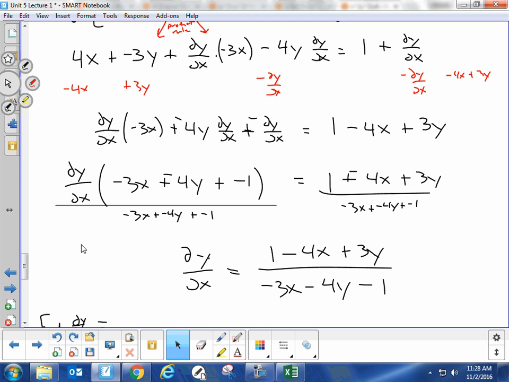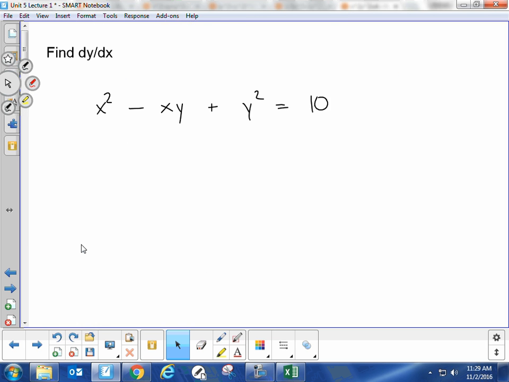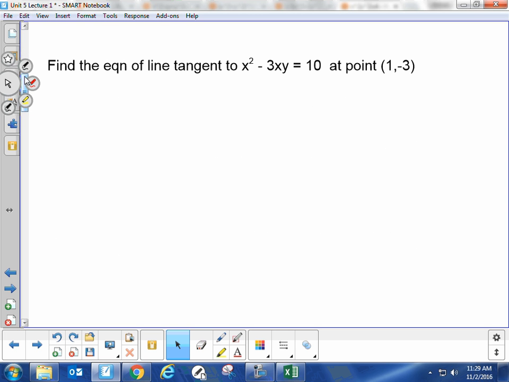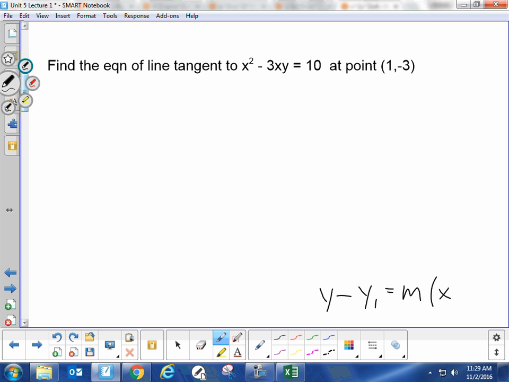Okay, now what can we do with these dy/dx's? Well, again, we can find tangent slopes at particular points. We could also find an equation of a tangent line. Now, what do you have to do? Well, we did it back in unit 3. You just need to find the slope and use the point, you're given the point in this situation, which is great, in my favorite equation of a line.